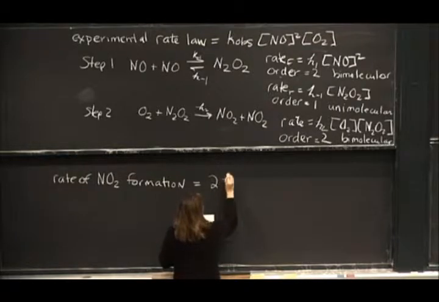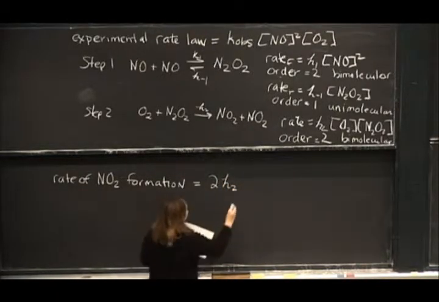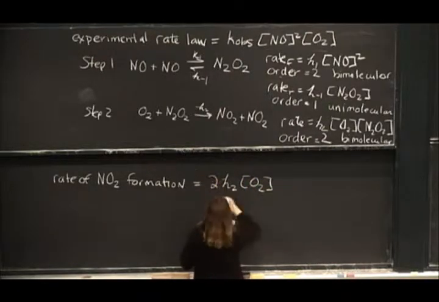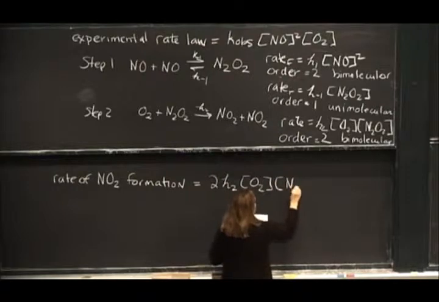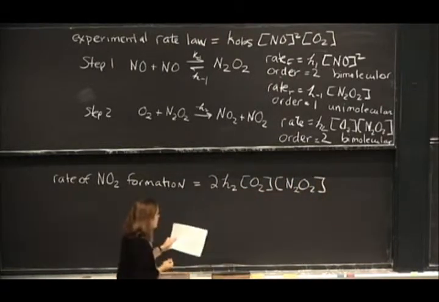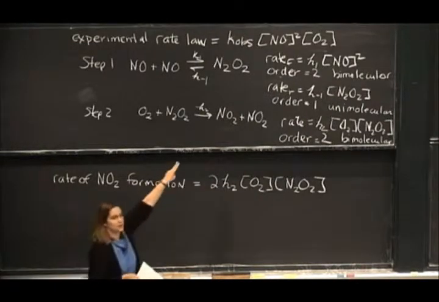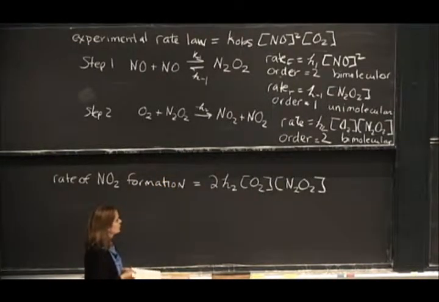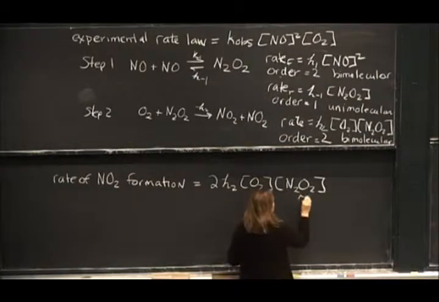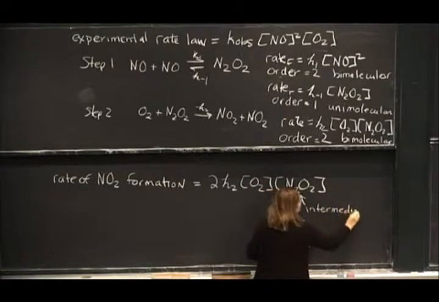So 2 times K2, that's the rate constant of that last step, and we're talking about the concentration of O2 and the concentration of N2O2. So we're writing out just that last step there with the 2 because 2 molecules of NO2 are being formed. But we're not done with this. We can't use this because it has an intermediate term in there.